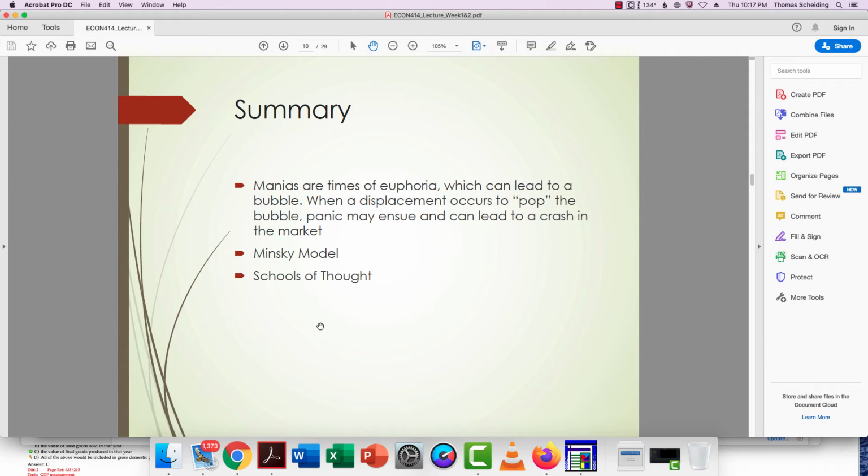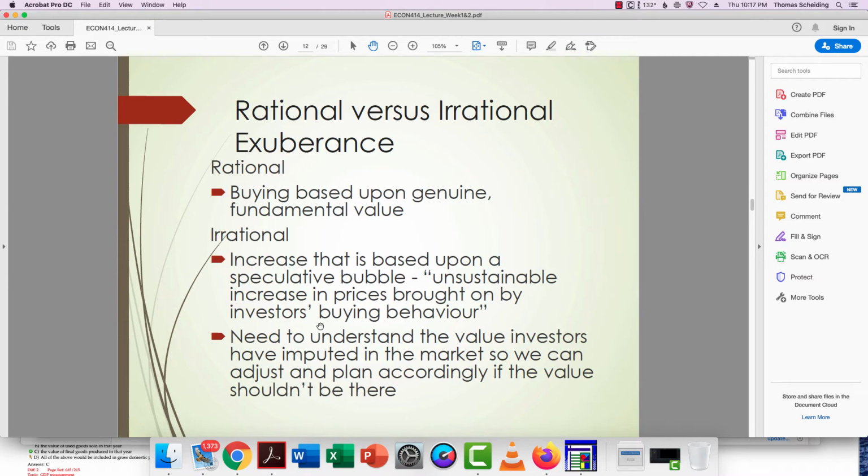Now, the popping of the bubble, the issue then becomes, well, do you try to control it or not? What is that bursting of the bubble going to look like? Well, there are two ways to really think about it. The exuberance about the economy could either be rational or irrational, right?